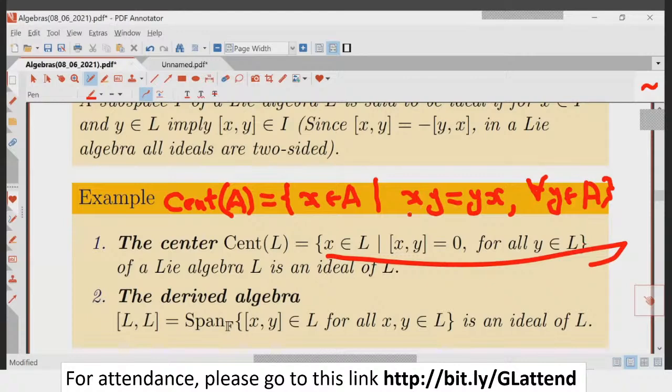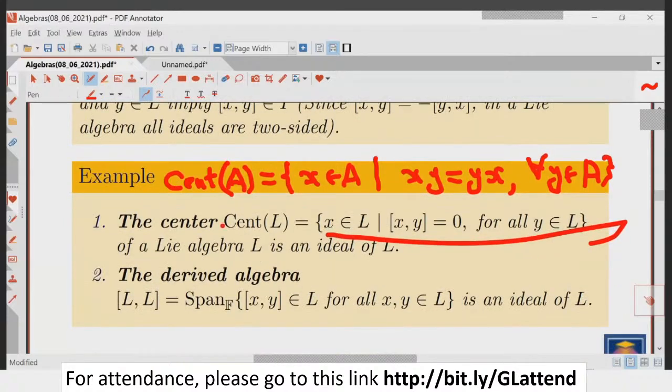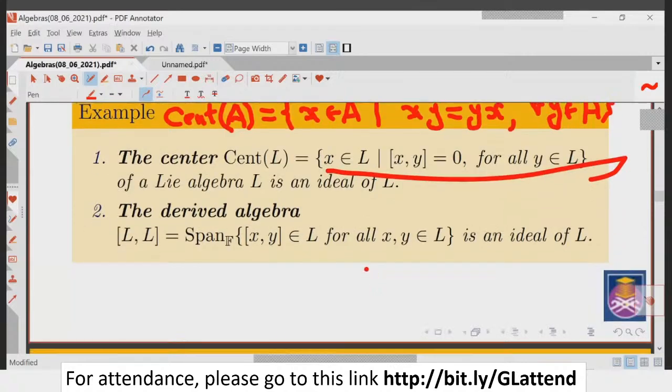In fact, the center for other cases is defined this way. Since between associative algebras A and Lie algebras there is some minus operation, for Lie algebras we have to define the center this way. Okay, derived algebra. We can multiply a Lie algebra by itself with respect to that bracket operation. So that is the span of xy, where x and y are from L.